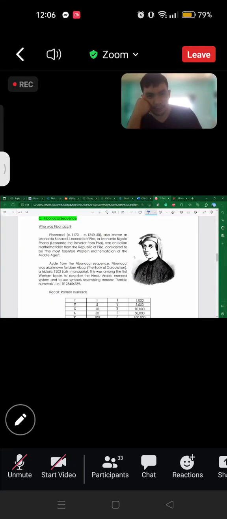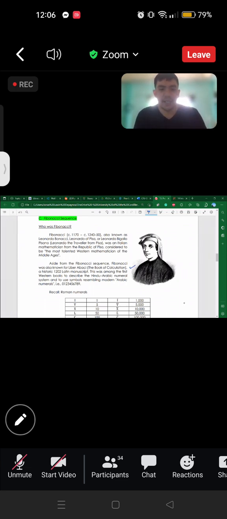Bigolo, meaning Leonardo the Traveler from Pisa. He was an Italian mathematician. Well, we all know because Pisa's in Italy, and he was considered to be the most talented Western mathematician of the Middle Ages. Aside from the Fibonacci sequence, he's also known for Liber Abaci, this one.